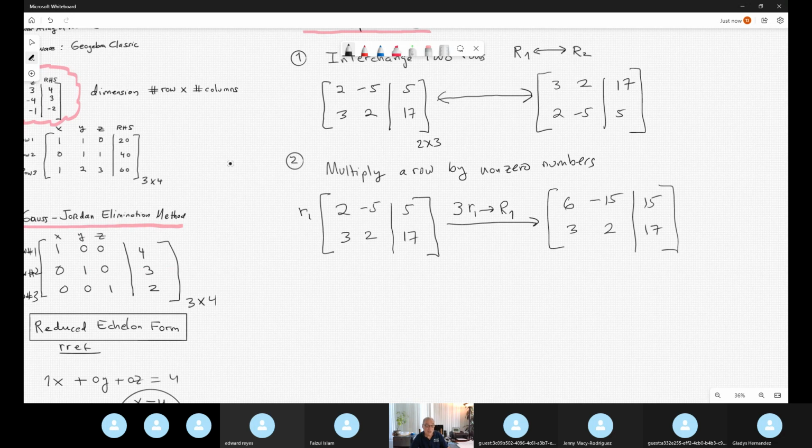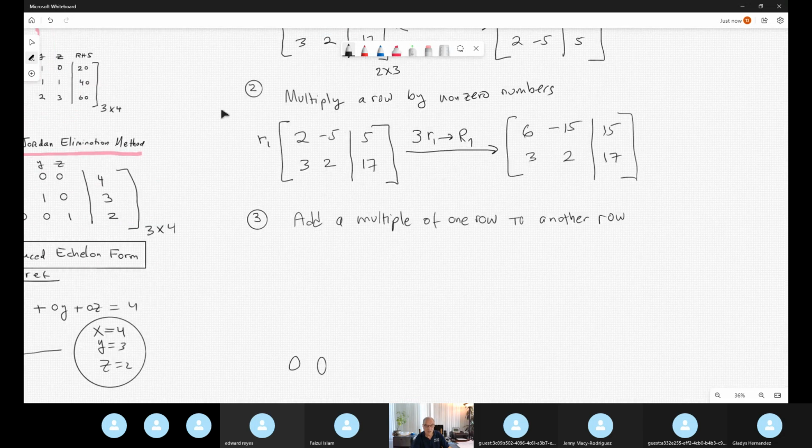And operation number 3 is the most popular and most complicated to understand. Frequently, 99% of the time, we are doing operation 3. It's add a multiple of one row to another row. Let me translate this into clearer English.